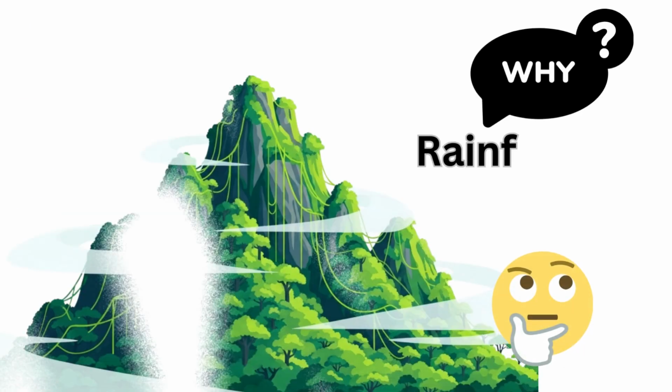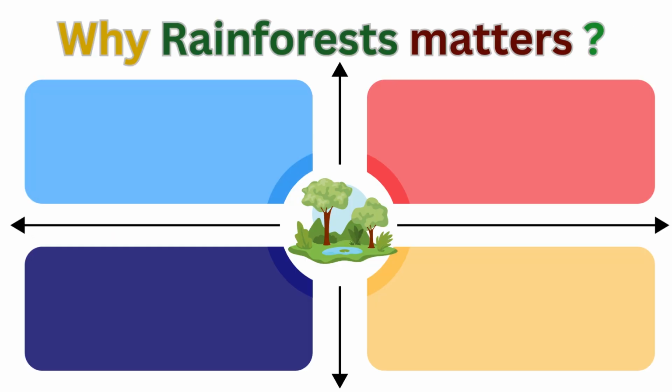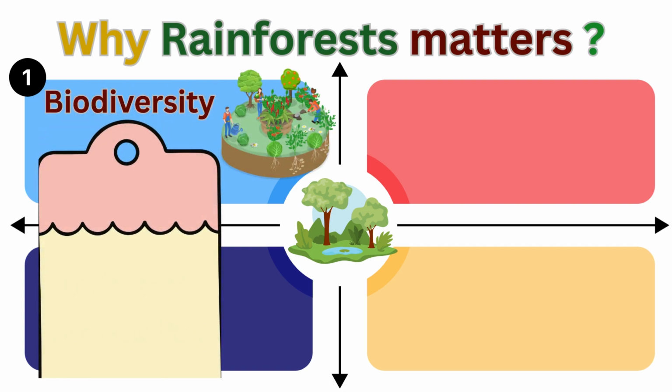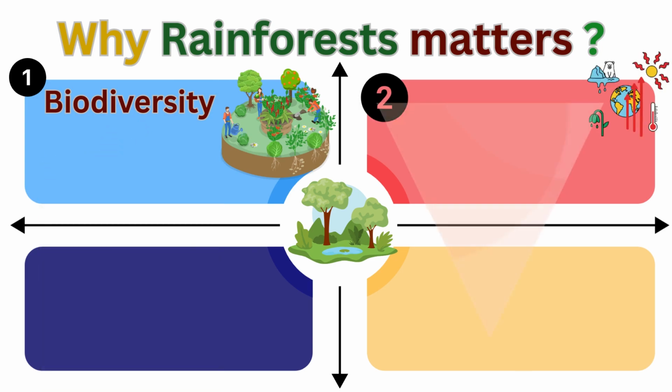So now the question is, why do rainforests matter so much? Let's try to understand this through a few points. Biodiversity: though they cover less than 6% of Earth's land surface, they house more than 50% of the world's plant and animal species. Number two, climate regulation.